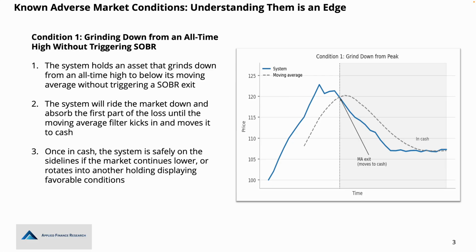Once the system is in cash, the system would be safely on the sidelines if the market continues lower, like we're seeing here. But also, especially in the case of BMR systems, the system might not move to cash at this point. It might rotate into another holding that displays favorable market conditions. So while this particular asset is going down, the system has rotated into one that is actually going up. So that's condition one, grinding down from an all-time high without triggering the sober stop. Let's look at condition two.